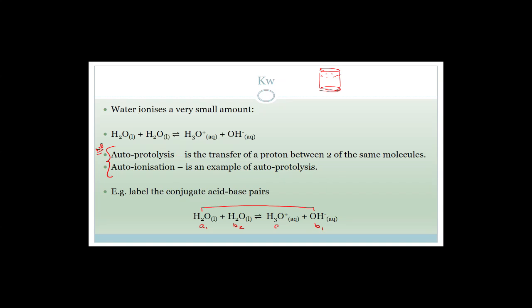Which means that this has to be acid 2, which makes sense because if we had the reverse reaction, then this would give away its hydrogen to become water. Okay, so this would be a base. And the reason I'm pointing this out to you is because we have spoken about the fact that you've got amphiprotic substances like water, which can act as both an acid and a base.